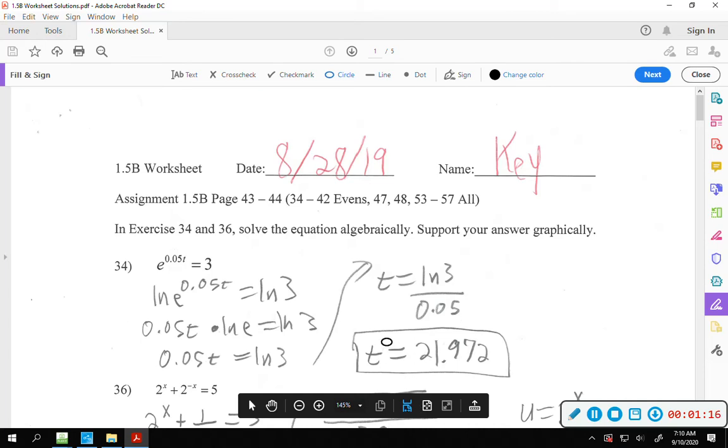Here is the decimal approximation. I probably should have used an approximation symbol here. Always accurate to 3 decimal places.